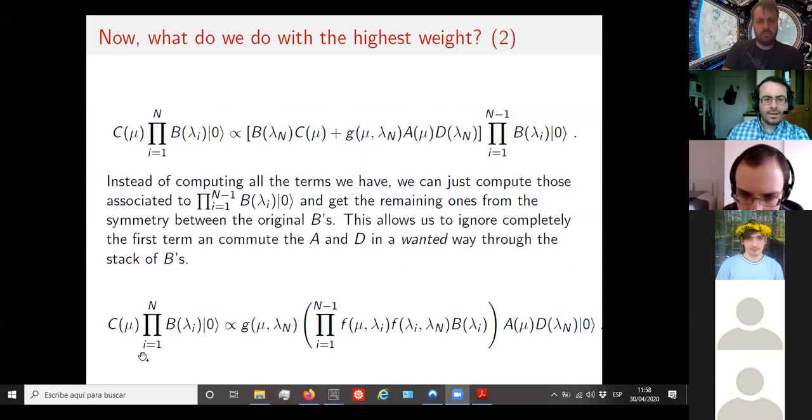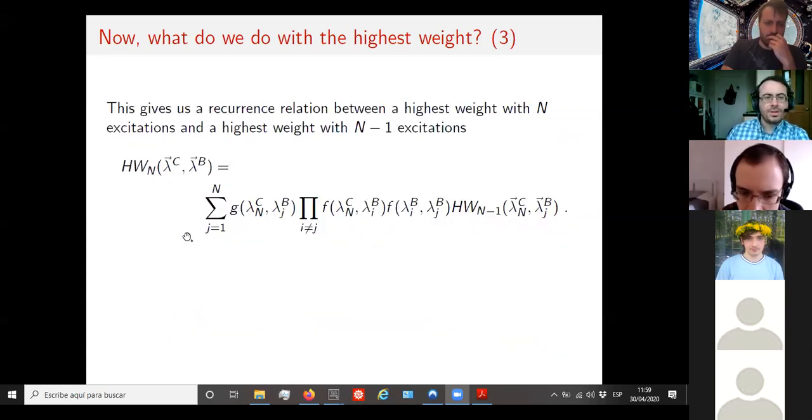So the contribution I'm going to get to the highest weight, the only part of this C commuted through this B that is going to contribute to the highest weight with this final form of the B's here, is going to be this one. And if I want the rest, I have to sum over, instead of putting here lambda n, putting each one of the other lambdas. So at the end, I have this recurrence relation for the highest weight.